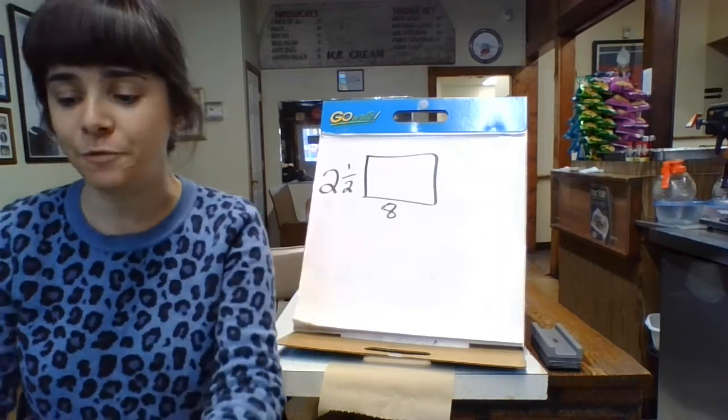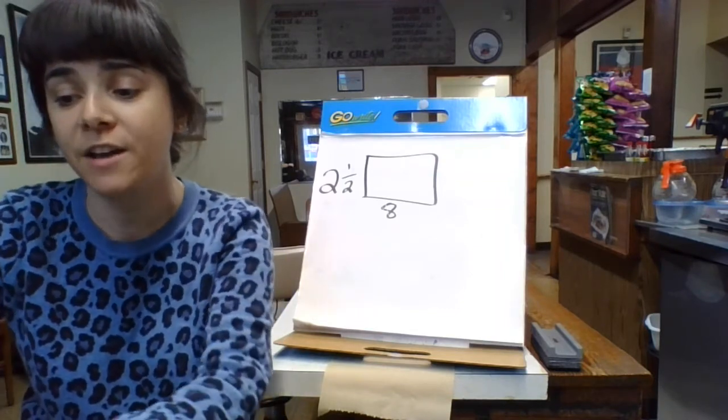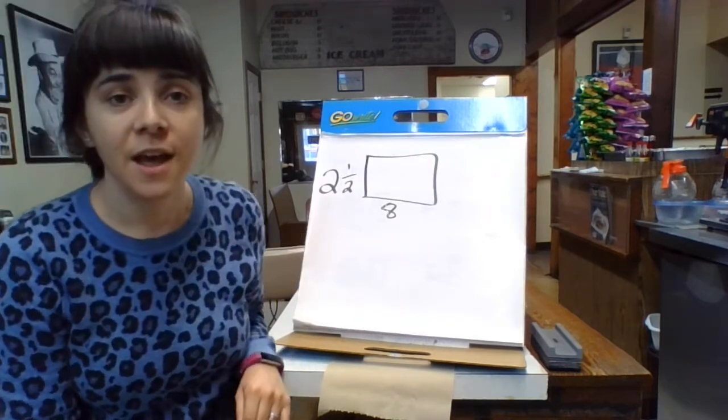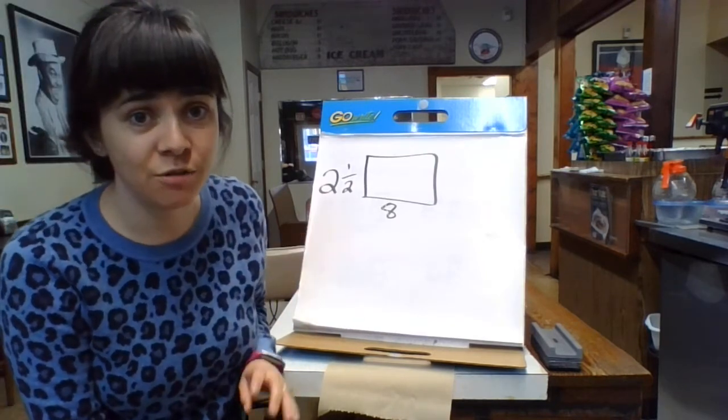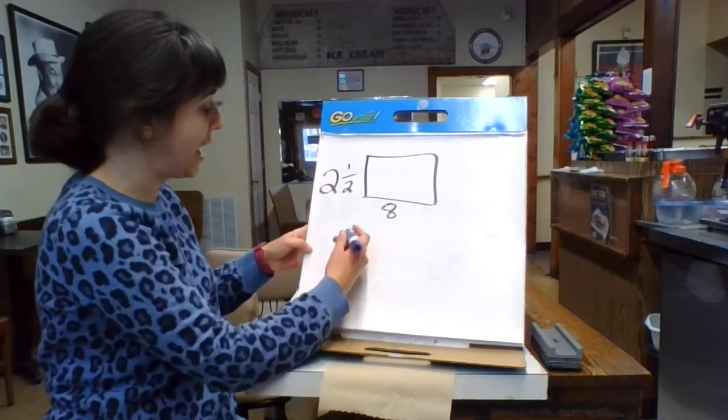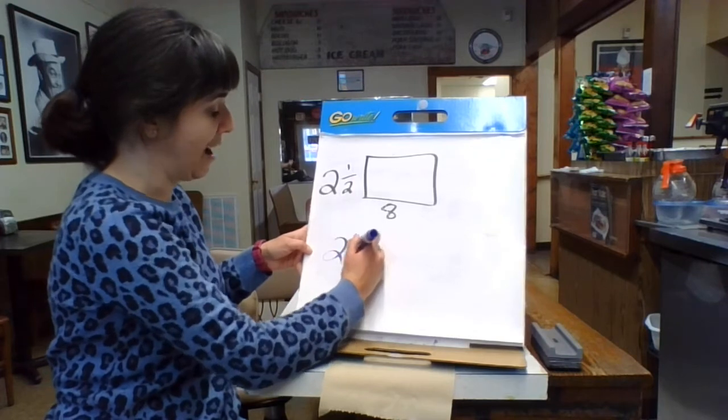Okay, so number one for Monday says, what is the area of the figure shown below? And then we have this little picture. Remember the area, I'm going to use length times width to find the area. So I'm going to multiply 8 times 2 1/2.